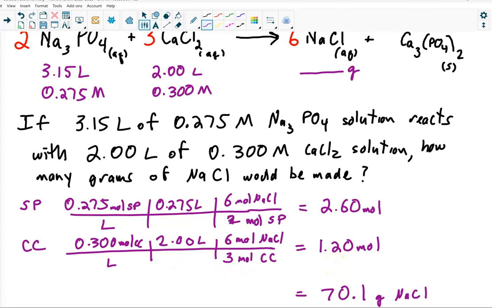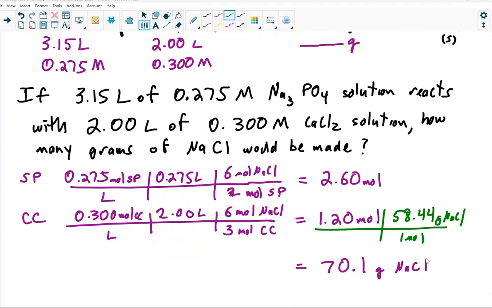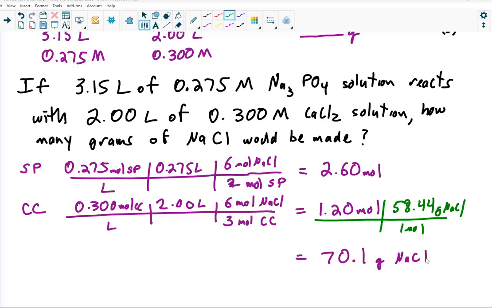So which one is the limiting reactant? Calcium chloride is the limiting reactant. So I'm going to take these 1.20 moles, multiply it by the molar mass, 58.44 grams of NaCl per 1 mole. And you can see I have the answer down there: 70.1 grams of NaCl. And that is it.